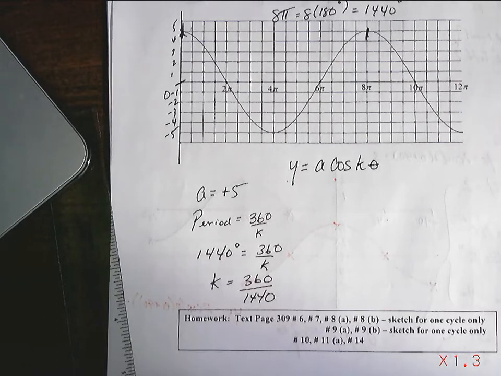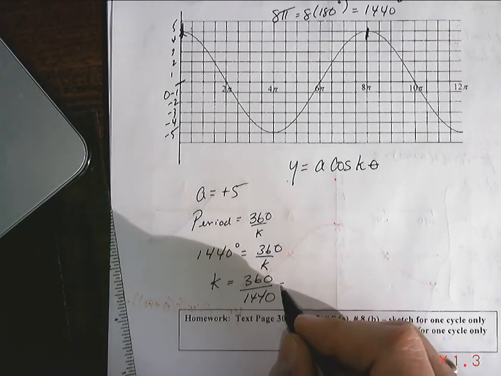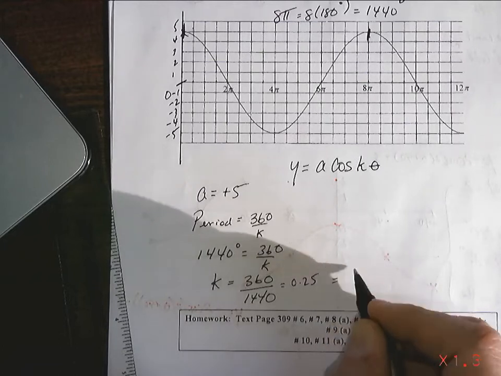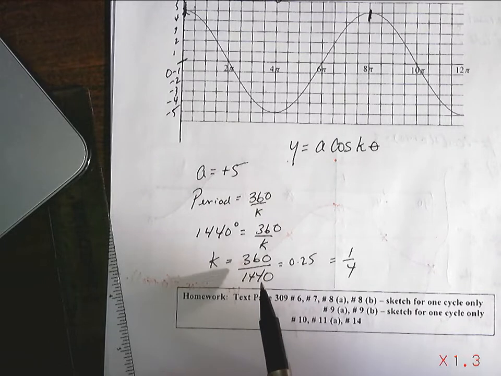0.25 is the decimal, which means that it's 1 over 4. Now what I would have done, I would have taken 1,440 and divided by 360. That would have given me 4 on the bottom, so it would be 1 over 4.